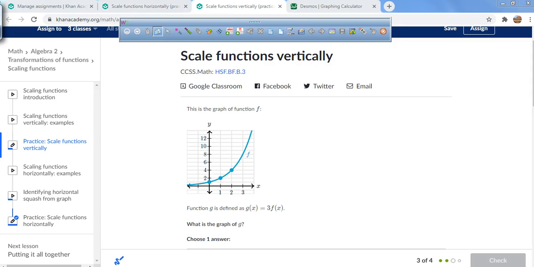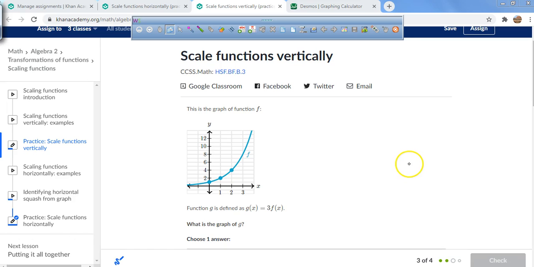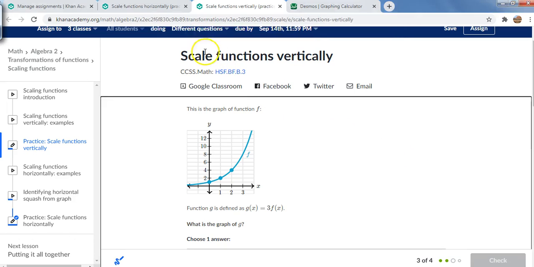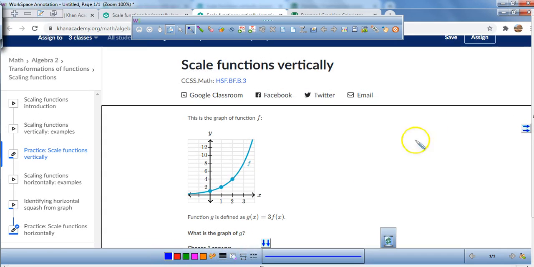Alright everybody, what we're going to be doing in this video is teaching you how to scale things vertically and scale things horizontally, which are two totally different concepts. So let's take a look at this graph and see what they're asking us to find.